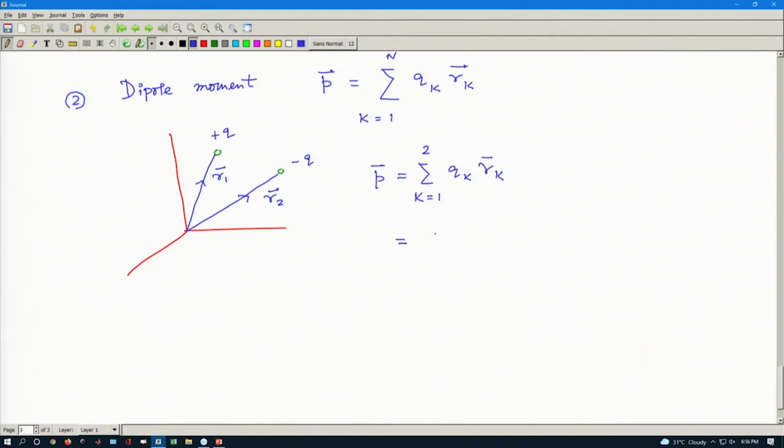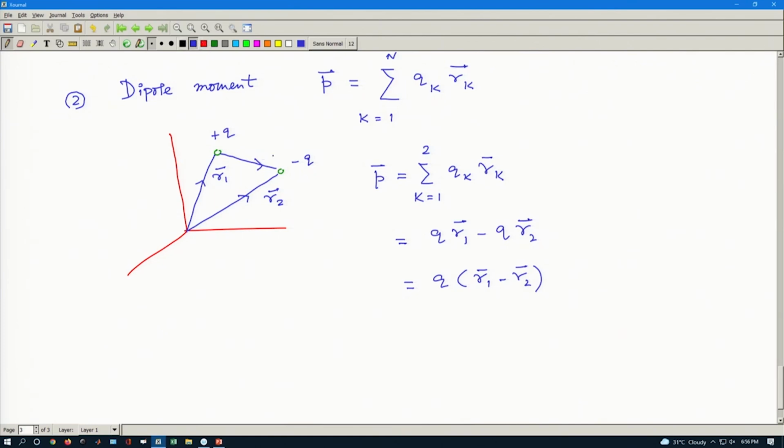so that means I have plus q R1 minus q R2. So, this is q times (R1 minus R2), and R1 minus R2 is this vector. Okay. So, it is from the opposite direction.